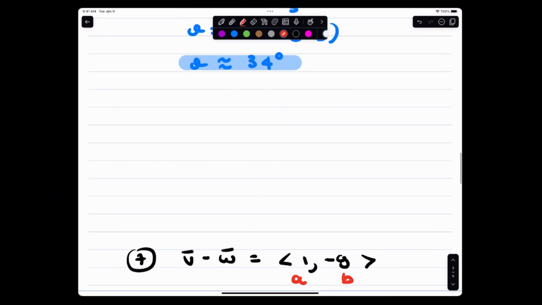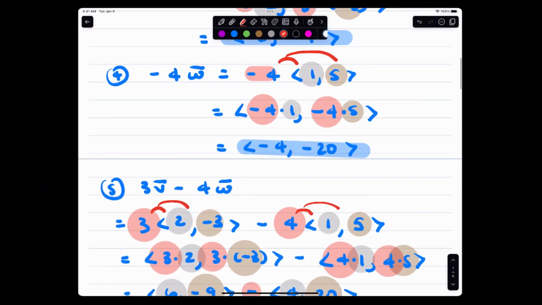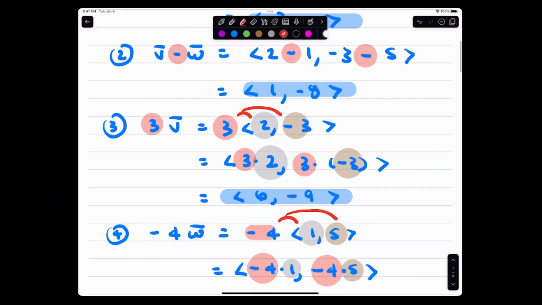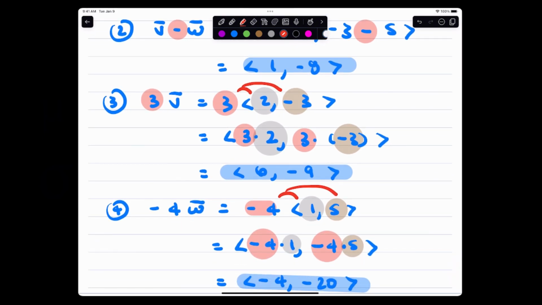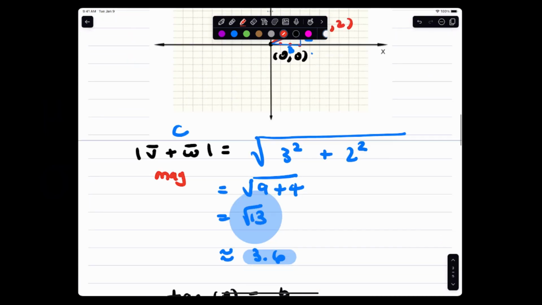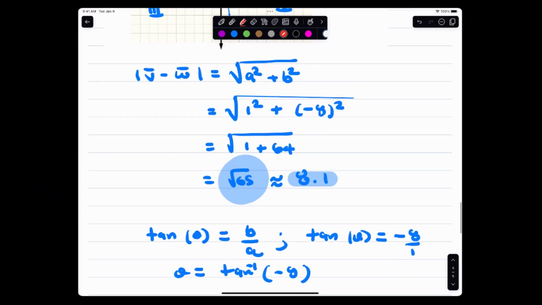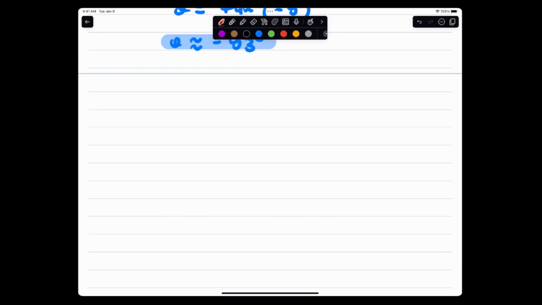All right. What's the next vector? 3v is 6, negative 9. So in my notes, 3v, component-wise, is 6, negative 9. Okay.